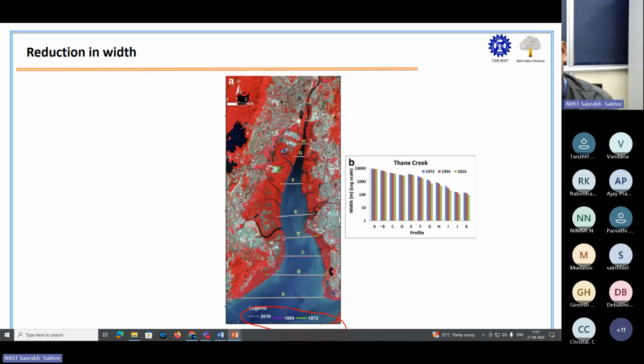And for all three, we have plotted the width. At point A, how much was the width in 1972 and how much is it now. And you can see the pattern very well in all years, the width has decreased only. Why? Because there is development and they are discharging sewage. It is leading to sedimentation and nutrients, and that is leading to more formation of mud flood and salt pan, and subsequent growth of mangroves. Okay, this is for Thane Creek.